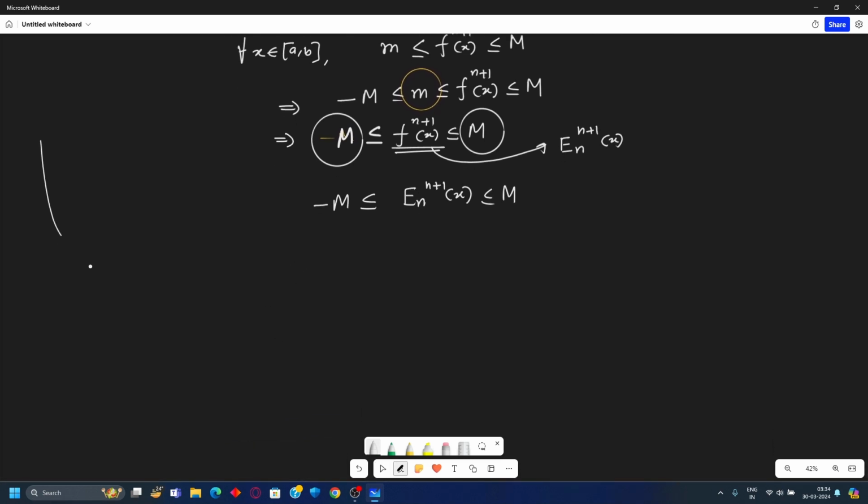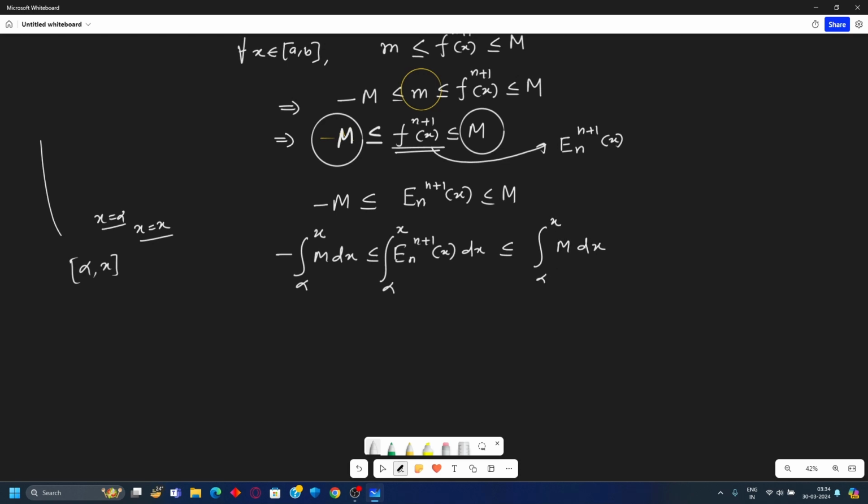Okay, now if we integrate over the interval alpha to x, because our point is x equal to alpha and we want an arbitrary point x equal to x, so I want to integrate from alpha to x, minus m dx less than equal to e n plus 1 of x over the interval alpha to x dx less than equal to integral from alpha to x of m dx. Now look closely. These are n plus 1th derivative of e n, the error part. So e n plus 1 is our n plus 1th derivative, right? Correct? N plus 1th derivative.